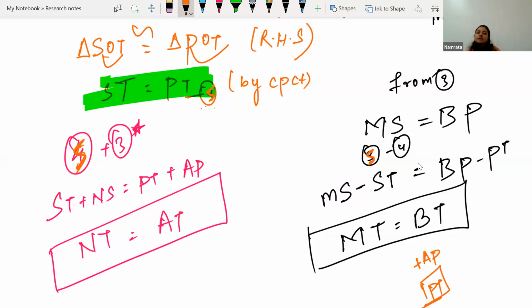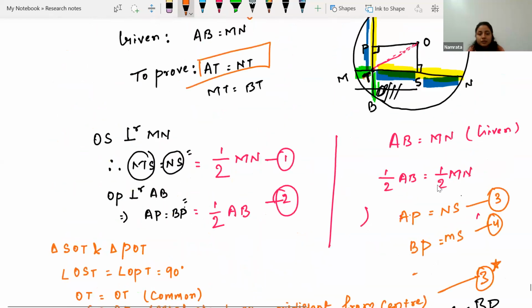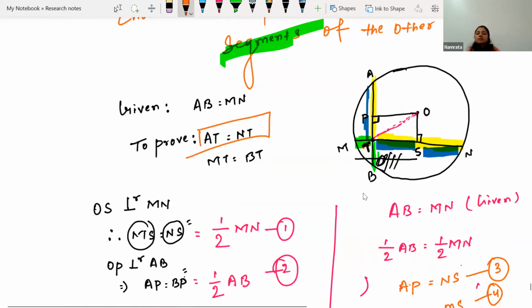Can we move ahead? Is it clear? Can we move ahead? Yes. Okay. No, ma'am, it's not clear. It's not clear. You can see here, ma'am. You can see here the theorem first.